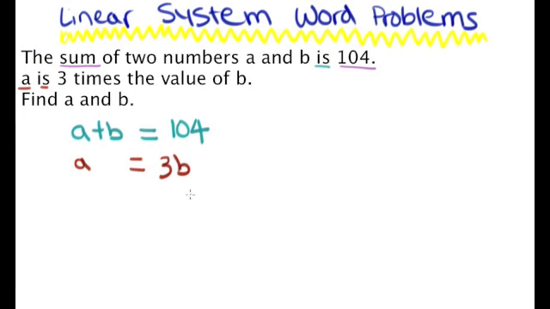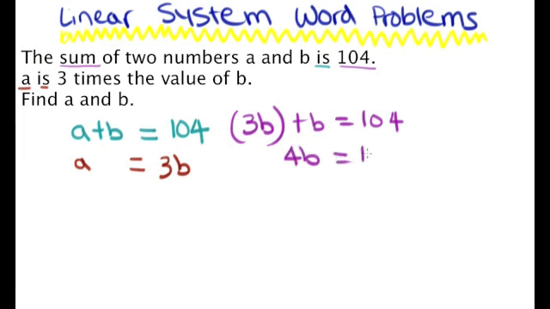So now the easiest method to solve this system would be to use the substitution method, because we already have A isolated. So we can just plug the value for A back into the first equation to get 3B, because A is equal to 3B, plus B is equal to 104. So 4B will be equal to 104. And therefore B would be equal to 104 divided by 4, which would be 26.